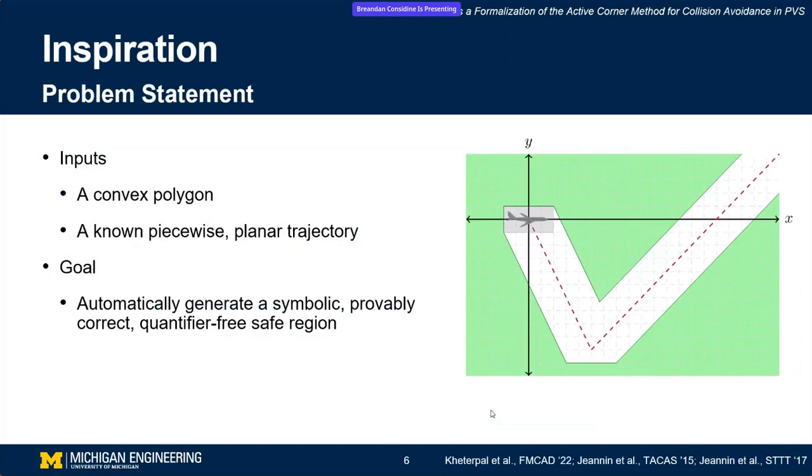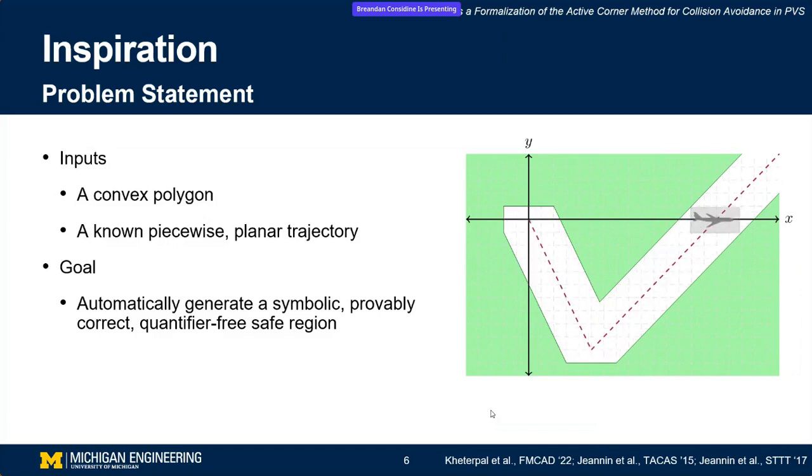Cool. So to generalize this collision avoidance problem statement, what we're looking at here are two inputs. One, a convex polygon that moves along a known piecewise planar trajectory. It might look something like this. And what we want to do is generate a safe region. This region in green, right, is the set of all places where if we have an obstacle here, a collision won't occur, right? It's outside the reachable set as this object moves along its path.